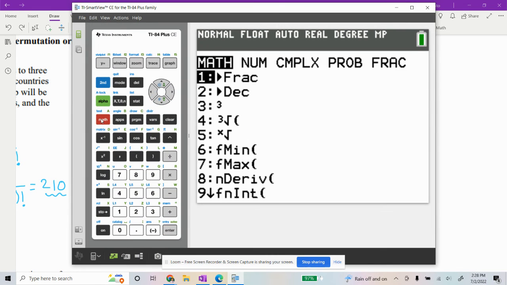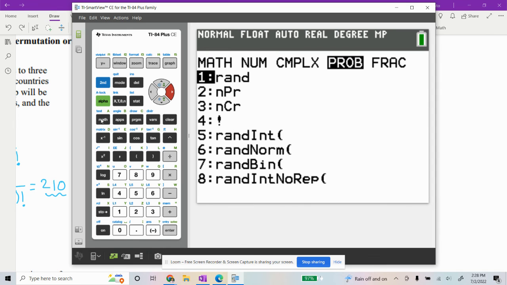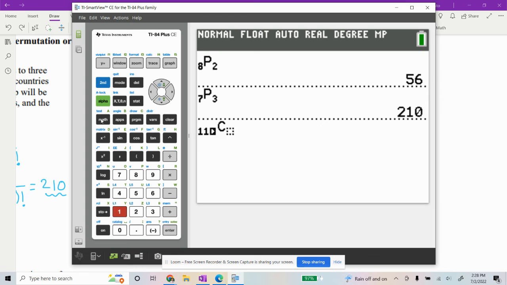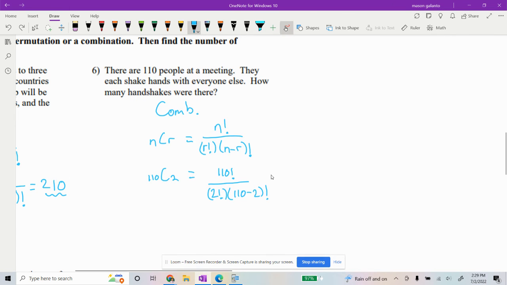Just recognize that. So again, I'm going to go to my calculator. This time I'm working with combinations, so I'm going to scroll to nCr. 110 people taken 2 at a time. So we have 5,995 handshakes. 5,995 total handshakes. Again, we may have to present the combination formula, or we'll actually have to come up with the final number.